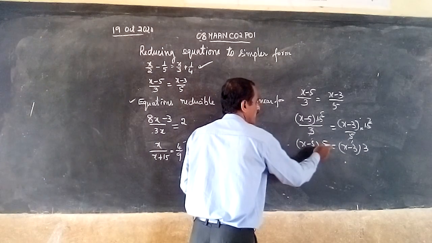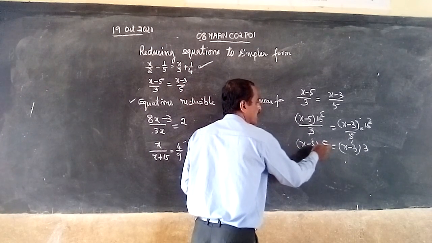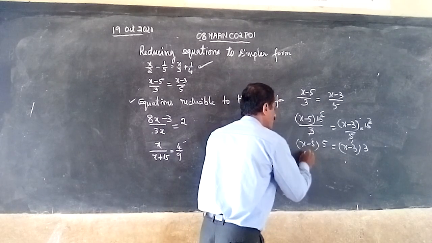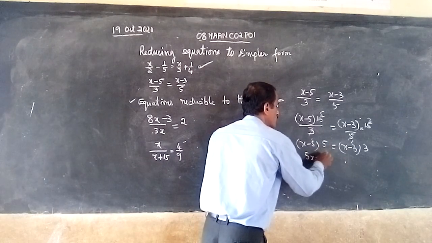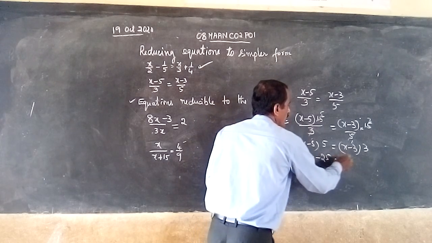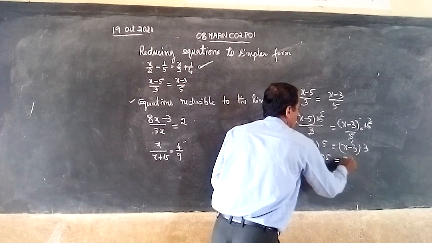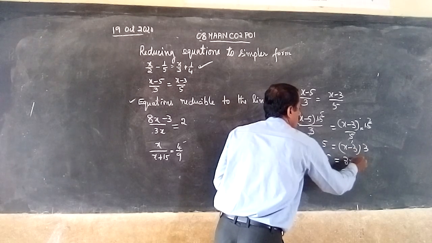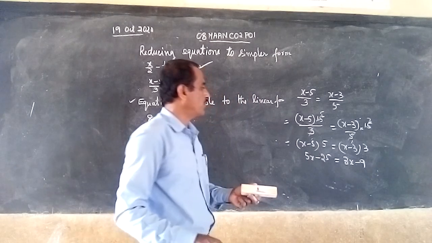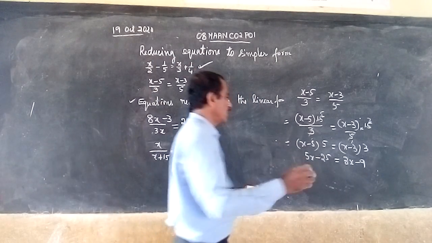So x minus 5 into 5, you have to multiply this 5 to both the terms. 5 into x, 5x. And 5 into 5 is 25, minus 25. It is equal to 3 into x is 3x minus 3 into 3 is 9. So it becomes like this: 5x minus 25 is equal to 3x minus 9.